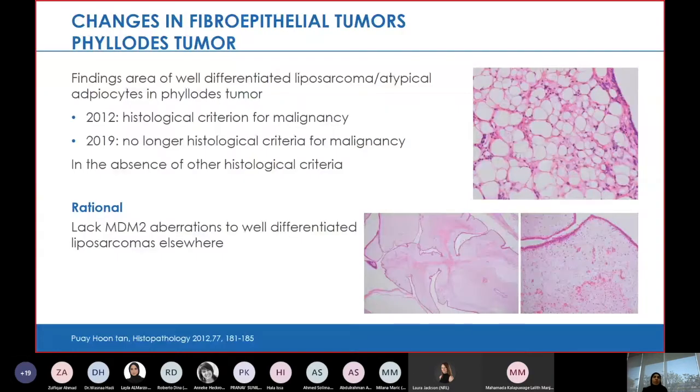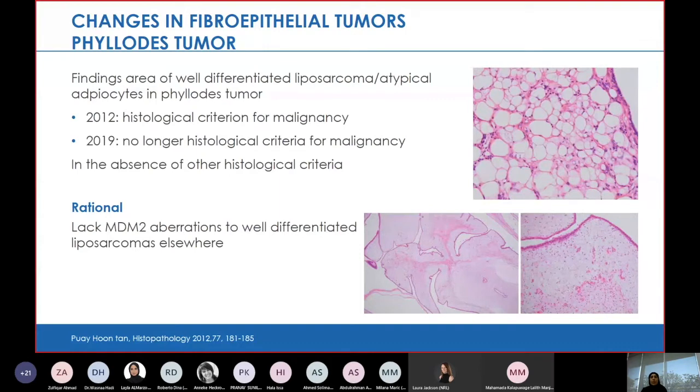So we'll move to the changes in fibroepithelial tumors, specifically phyllodes tumor. It's not uncommon to find areas of well-differentiated liposarcoma or atypical adipocytes in phyllodes tumor. And in the previous edition, finding such areas was a criterion for malignancy, and you could upgrade the tumor based on these areas, but not anymore. So in the fifth edition, finding areas which look like well-differentiated liposarcoma or atypical adipocytes in isolation cannot be used as a criterion of malignancy in phyllodes tumor.